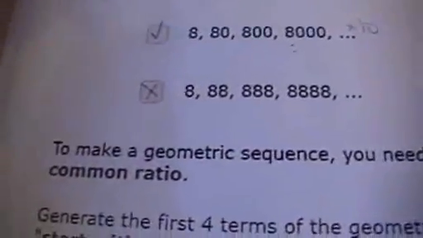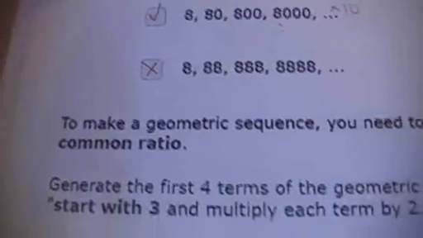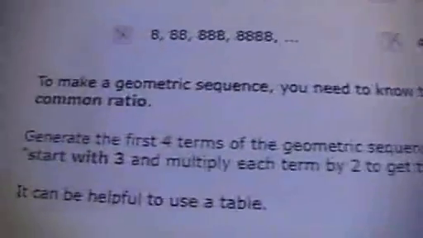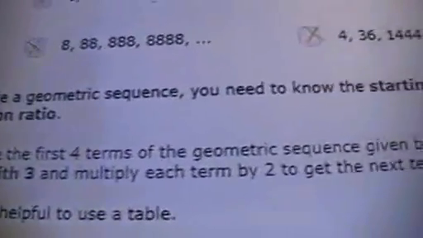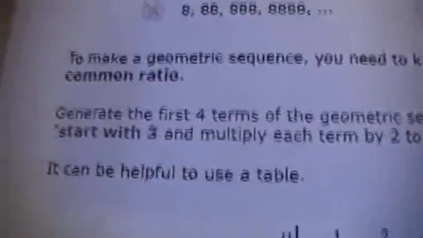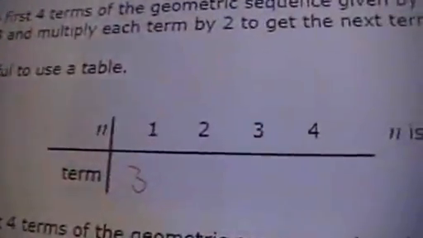Okay, so to make a geometric sequence, fairly simple. You need a starting point, obviously, and then what I've been calling the common ratio. So first 4 terms of a geometric sequence given by the rule. Start with 3, multiply each term by 2 to get the next. So start with 3. So when n is 1, first term is 3. And multiply each term by 2. Second term times 3 by 2 to get 6. Third term times 6 by 2.